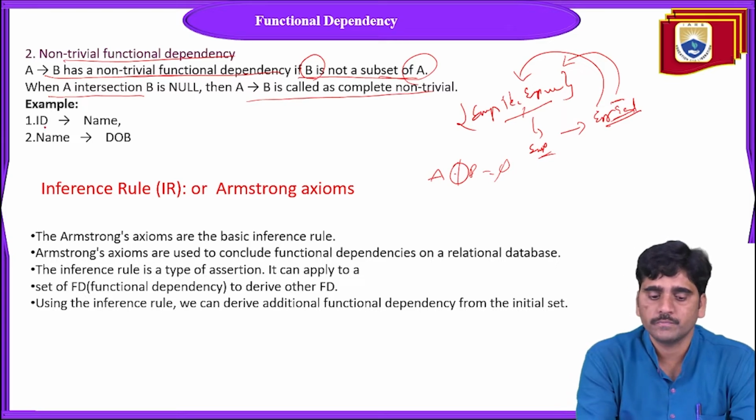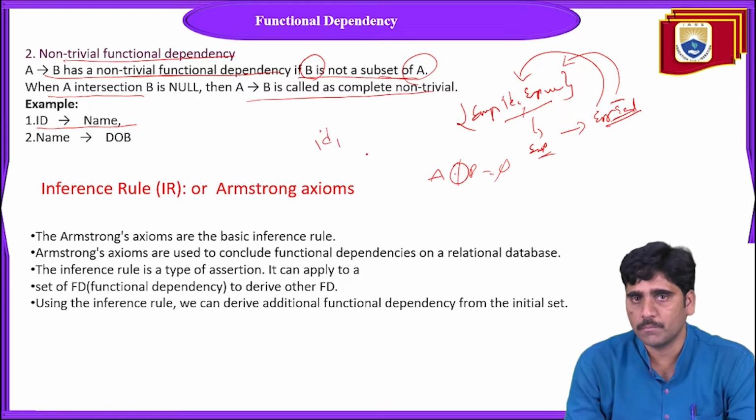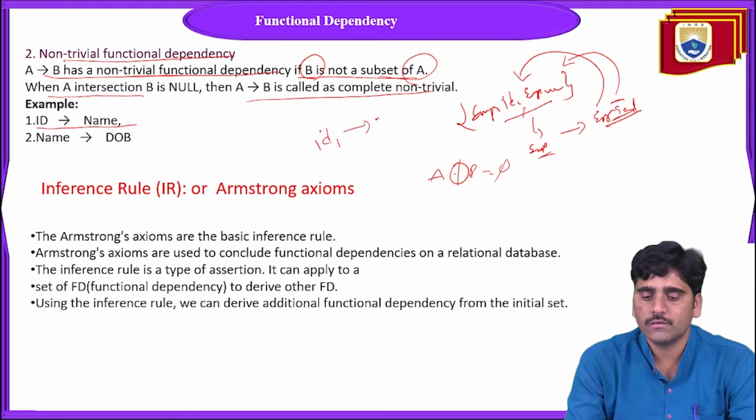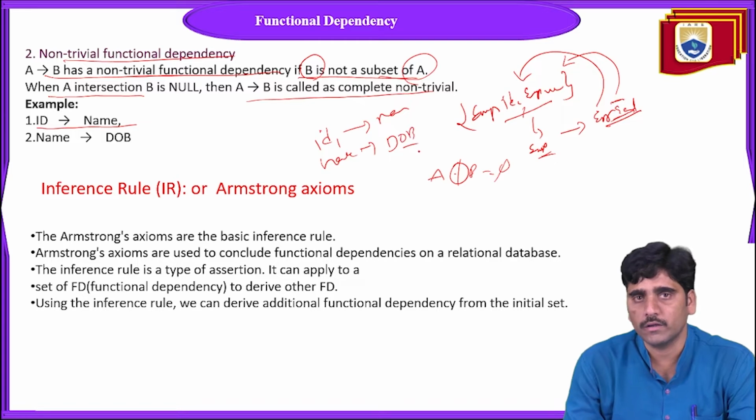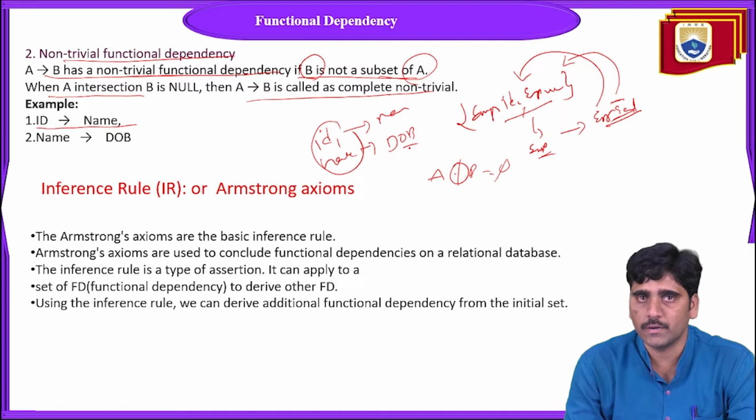So for example, we can see. If we have the ID column from the employee table, we cannot retrieve the name value. Similarly, if we have the name column from the employee table, we cannot retrieve the date of birth of the employee, because these are all non-trivially functionally dependent on other attributes.